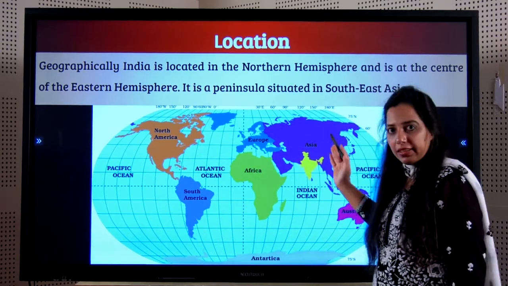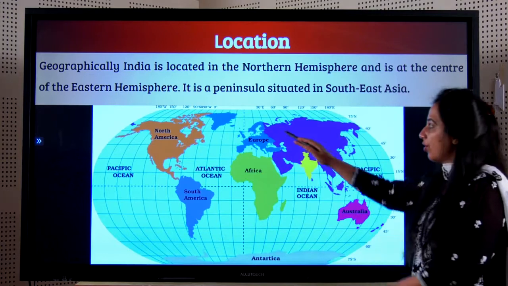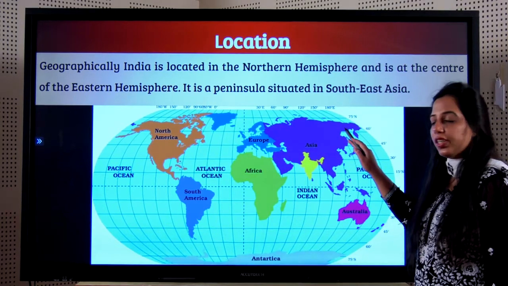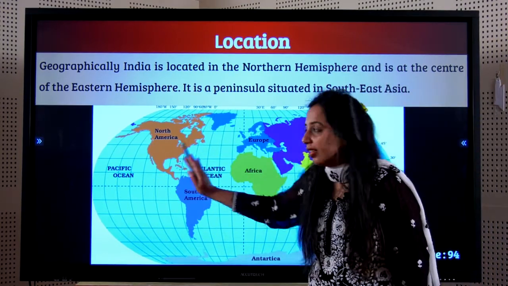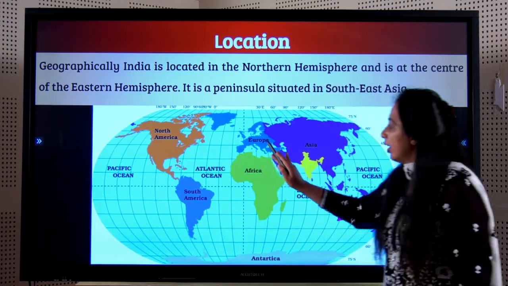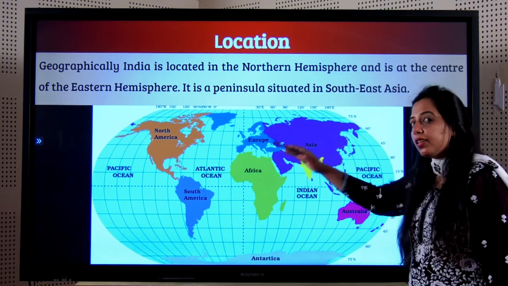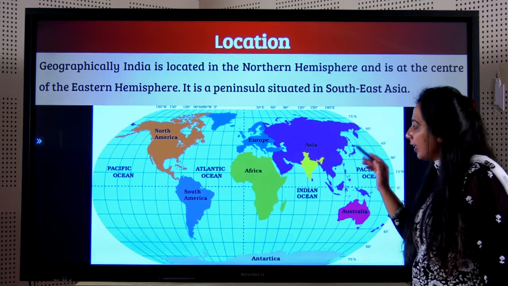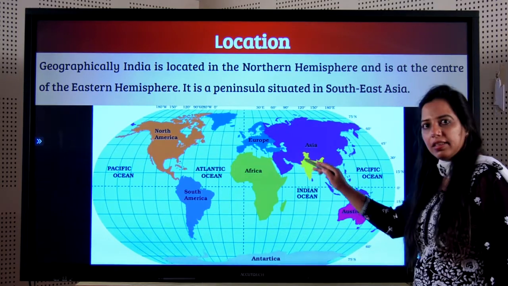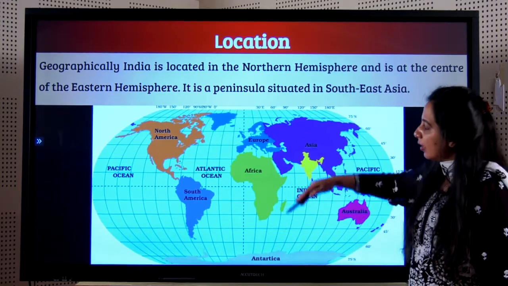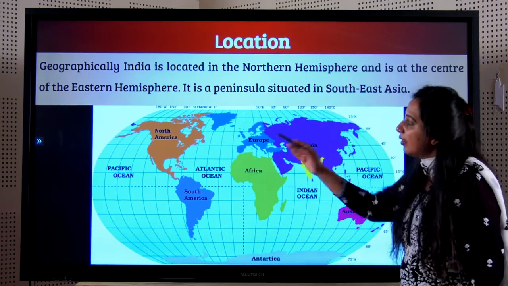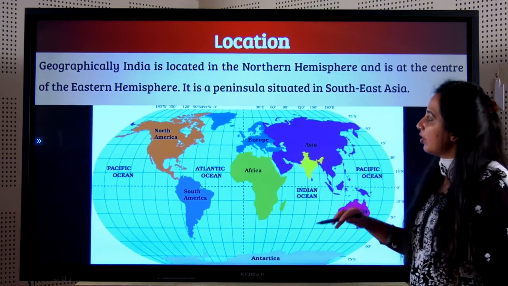One part on the left, one part on the right. The part on the right, to the right of the Greenwich, is the eastern hemisphere. On the left is the western hemisphere. If you notice, India is on the east, on the right, exactly in the middle. So, India is in the northern hemisphere and in the eastern hemisphere.